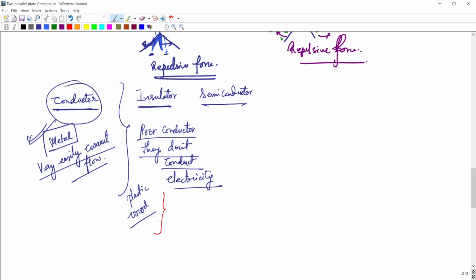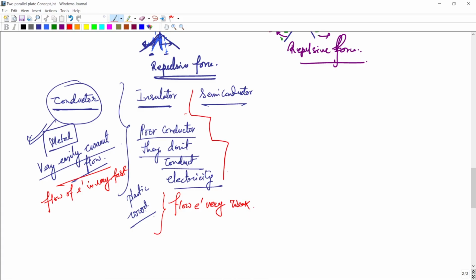Here the flow of electrons is very weak, and here the flow of electrons is very fast. The flow of electrons is very fast.